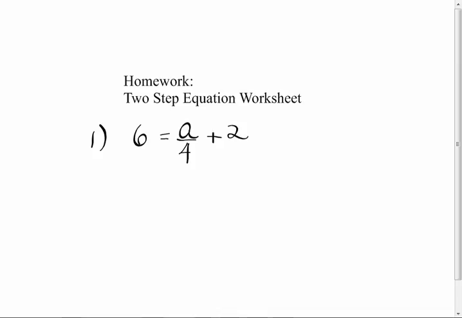I mean, you can subtract 2 first, but couldn't you just multiply by 4? Yes? No?